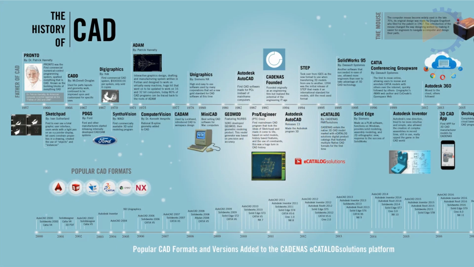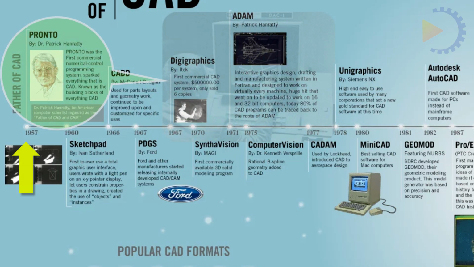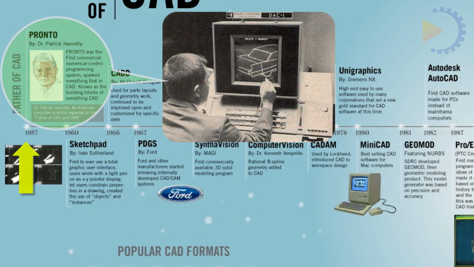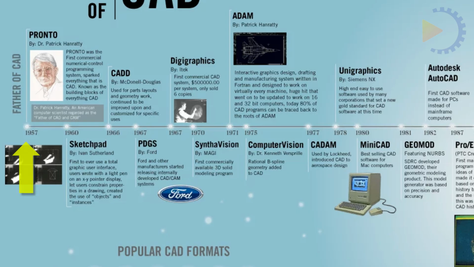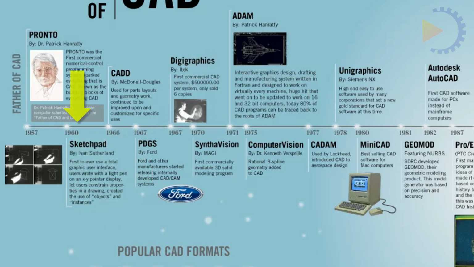Historical. The first commercial numerical control programming system, Pronto, created by Dr. Patrick J. Hanratty in 1957, is credited with giving rise to computer-aided design. Sketchpad, developed by Ivan Sutherland in 1960 at MIT's Lincoln Laboratory, proved the viability and fundamentals of computer-aided technical sketching. Because the machines were so expensive when CAD was first developed, it was not precisely a viable business option.